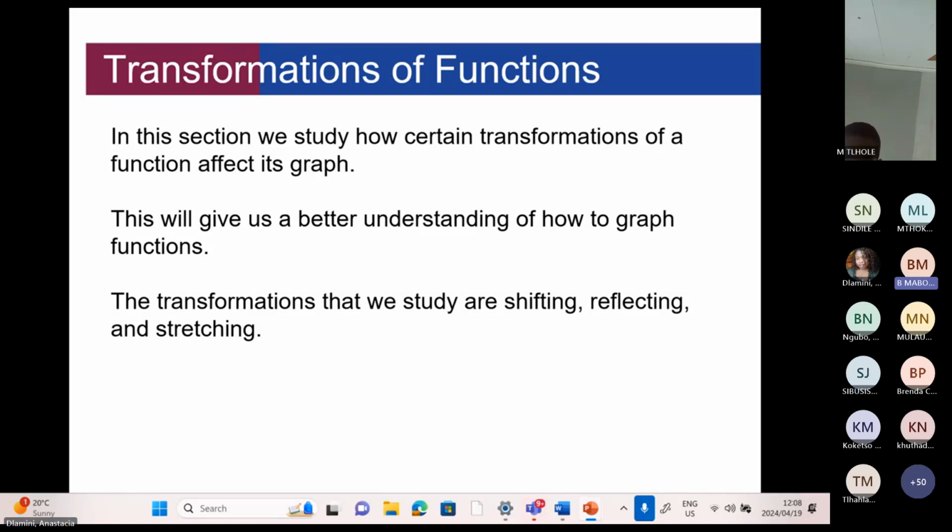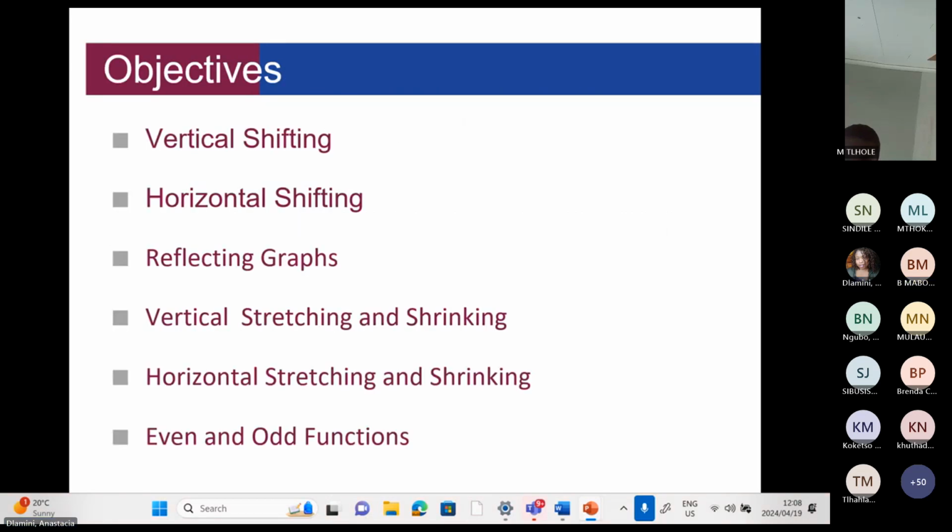Ma'am, can you kindly get back to the previous slide of the objectives? Mm-hmm. So the objectives are also there in the study guide as well. You see? They're there in the study guides as well.